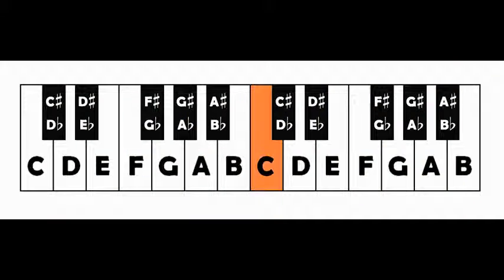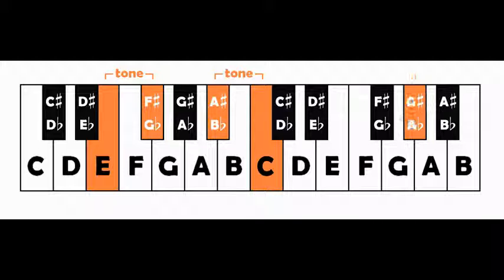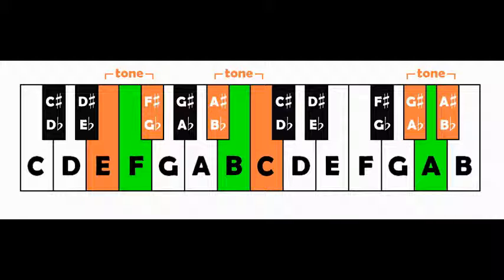If notes are next to each other but have one note in between them, we say that they are a tone apart. C to D and F to G, for example, are tones because there is a note that sits between them. Other examples of tones are... As we can see, these notes are all next to each other, but with one note in between them.